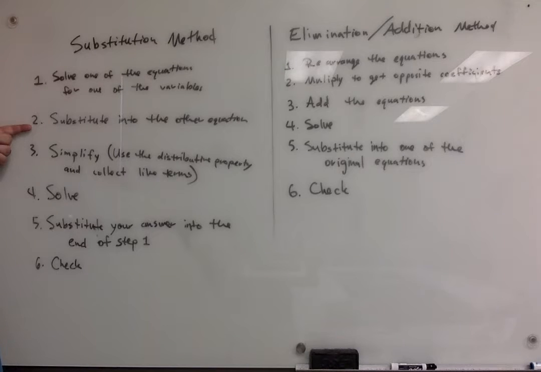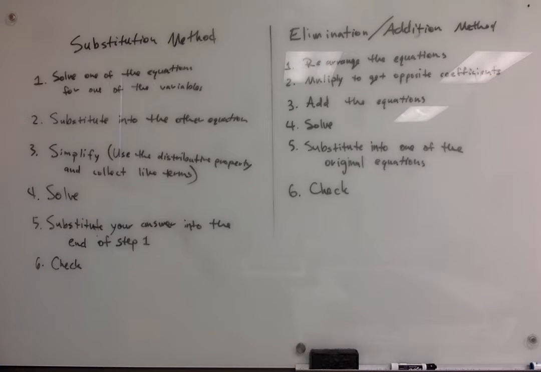Step 2 is substitute into the other equation. So whichever equation you solved here, whether it was the first one or the second one, the top or the bottom, we're going to substitute into the opposite. So let's say on step 1 we solve for the top equation and we solve for x. Then we're going to substitute x into the bottom equation. We're always substituting into the other equation.